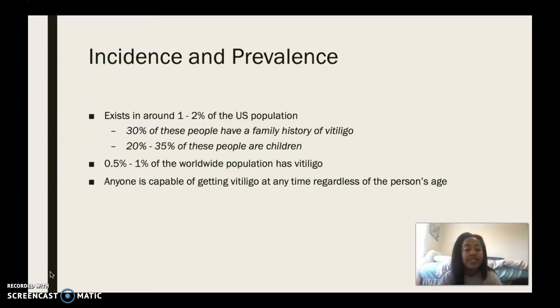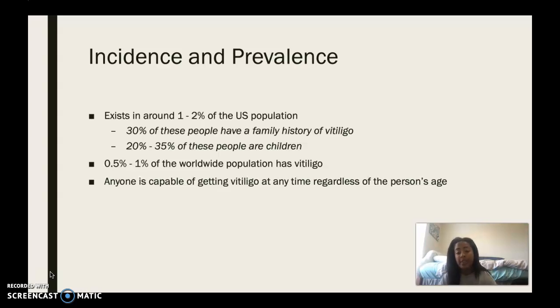Incidence and prevalence. It exists in around 1 to 2% of the US population, and because it's so genetic, 30% of people with vitiligo have a family history of it. And 20 to 35% of people that have vitiligo are children. It's not as prevalent in the world, at 0.5 to 1% of the world population. But I think that could be due to not reporting as many cases as there actually are.